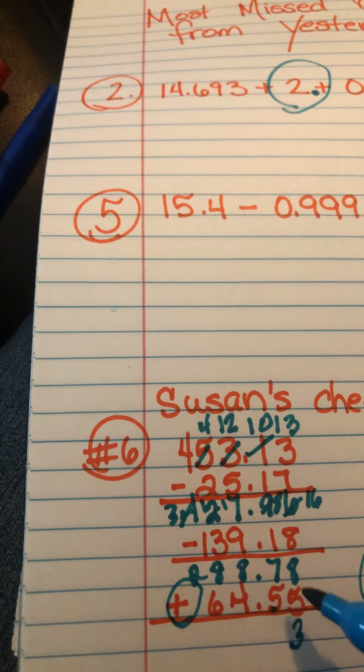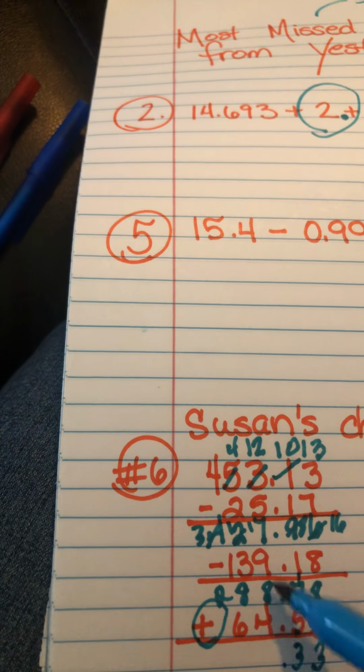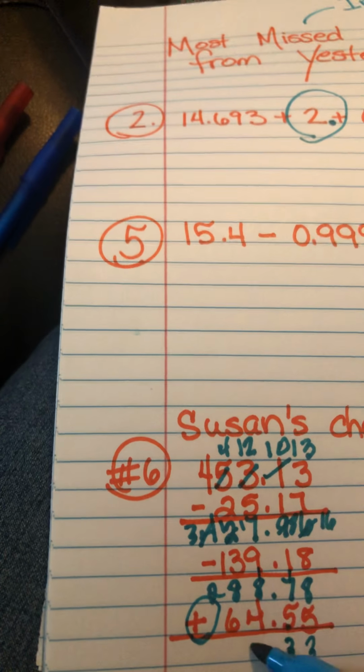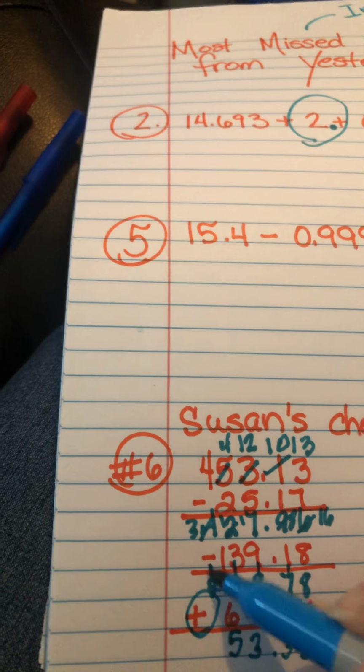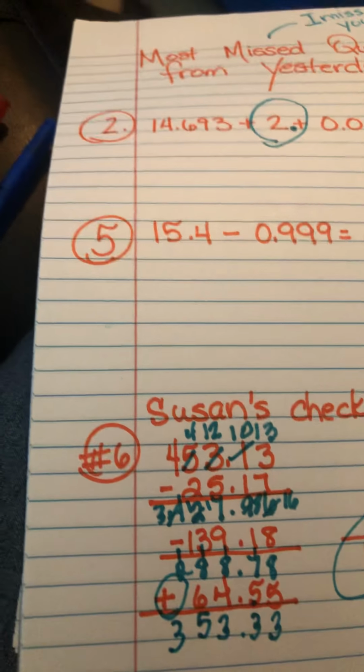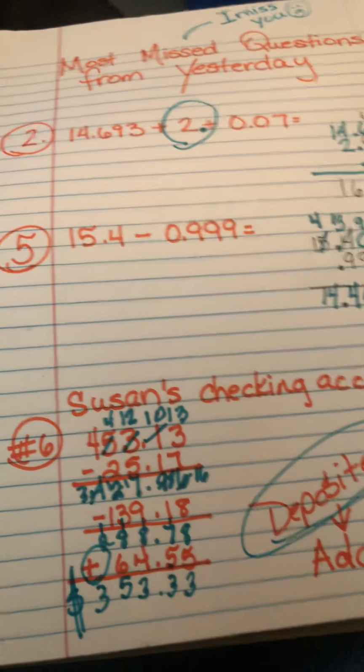That's an addition. So I get 13, carry my 1. I get 13, carry my 1. I get 13, carry my 1. I get 15, and I get 353. So she has $353.33 in her account at the end of the day.